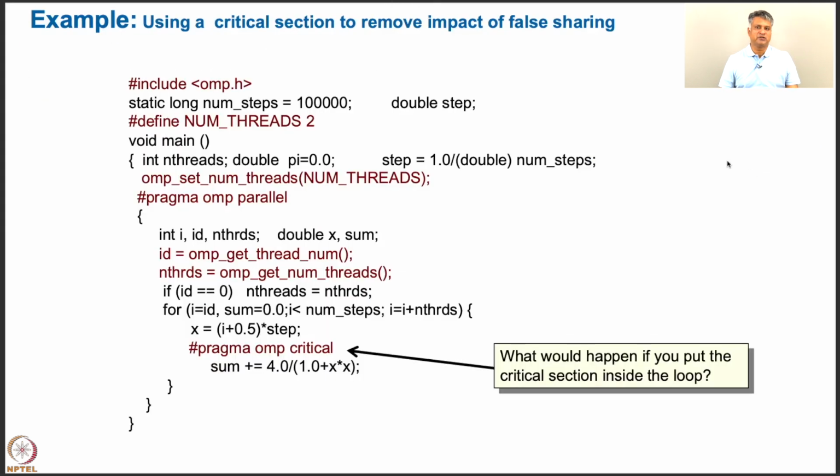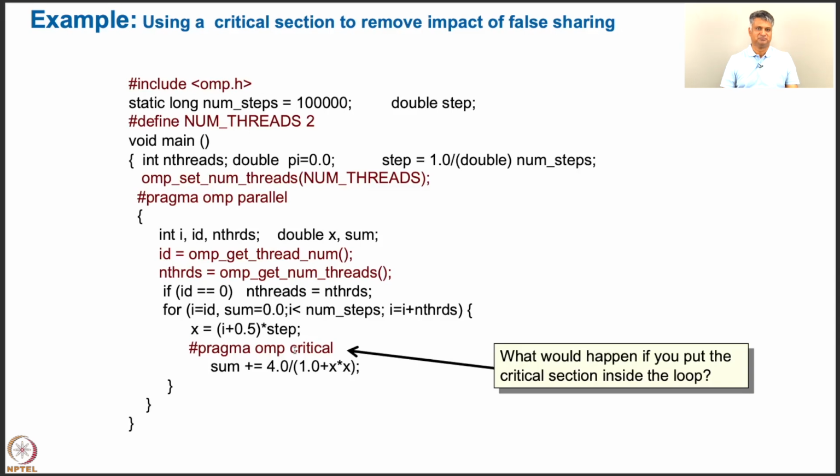So one question that could come up is, what will happen if you put the critical section inside the loop? Now this is a question I'll let you think about for a bit and then try to answer it yourself. What's going to happen in this case?